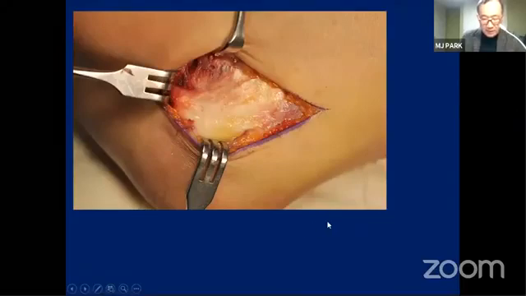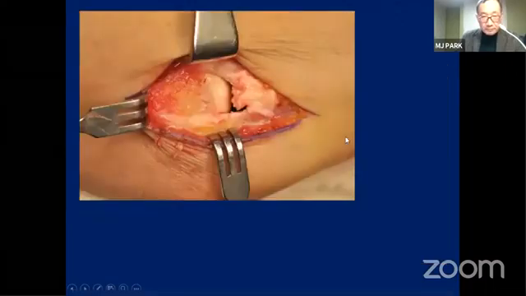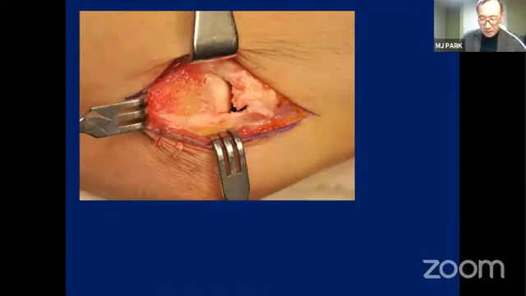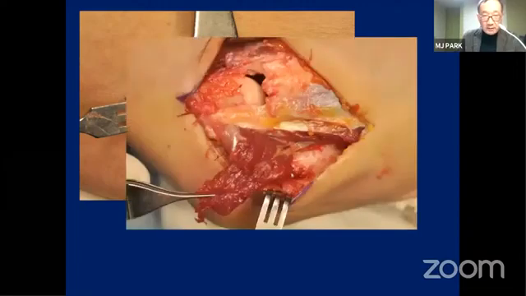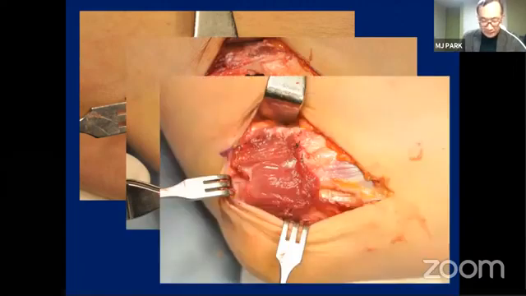This is a reoperation case due to failure of pain relief. We need to remove the pathologic tissue more radically. And after excision, we usually can close the defect, but if a large defect remains, I recommend using the anconeus transfer to cover the defect.